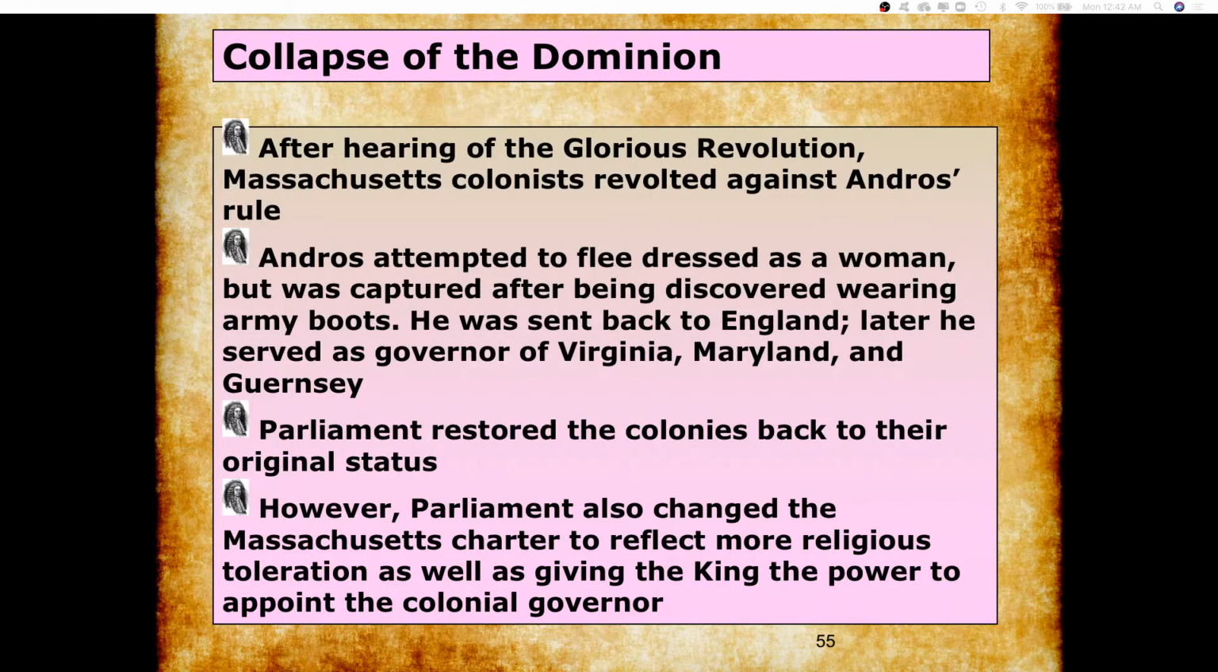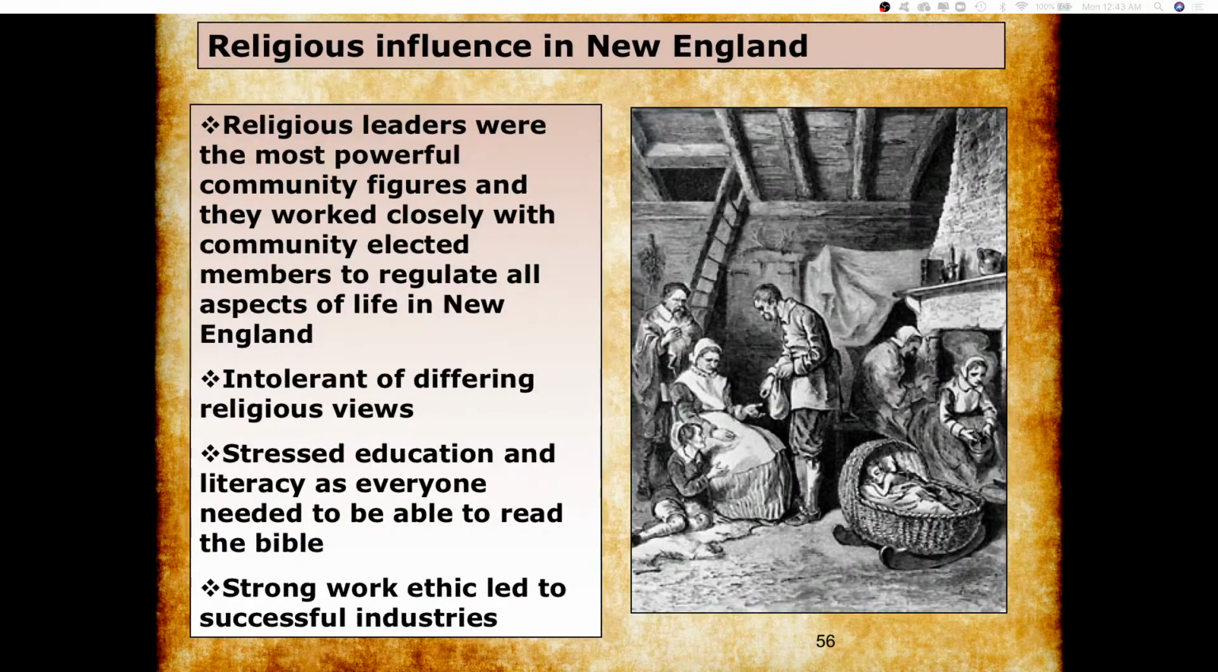So, but anyways, Parliament is going to go ahead and restore the colonial charters of the New England colonies. But with Massachusetts Bay, they say, hey guys, you got to be more tolerant of different religions. So they kind of slip in a little bit of that religious freedom in there. Now, and they have to have a colonial governor. So Massachusetts kind of almost got the win out of that, but in the end they had to concede to some things. So let's go ahead and talk about the role of religion here in New England.